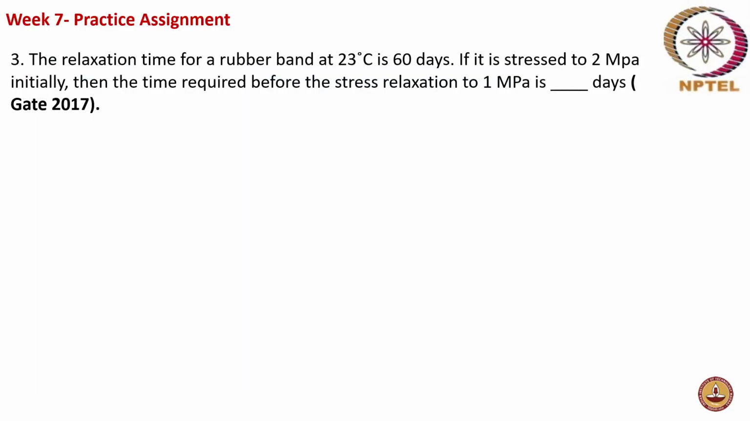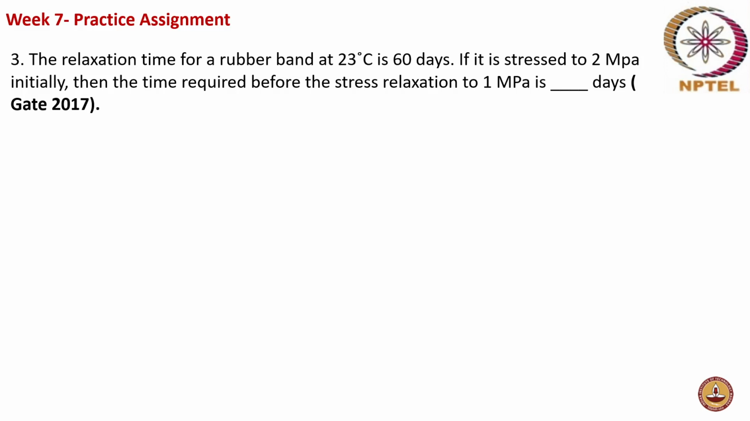Okay. Next question. The relaxation time for a rubber band at 23 degrees is 60 days. If it is stressed to 2 megapascal initially, then the time required before the stress relaxes to 1 megapascal is dash days. So it is again a GATE 2017 question.